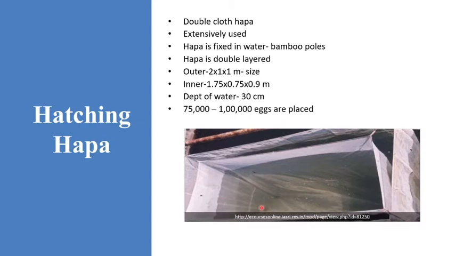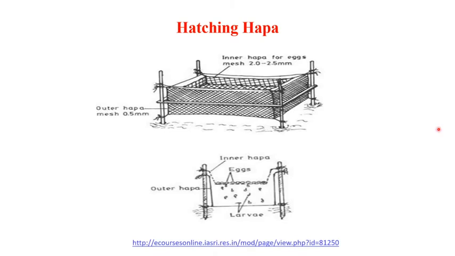In this image you can see the double cloth hatching hapa, which is extensively used by aquaculture farmers. Here also in this image we can see this is the outer mesh and this is the inner mesh. From one side it can be seen like this. We can see here the eggs, these are the larvae, and this is the outer hapa and this is the inner hapa.